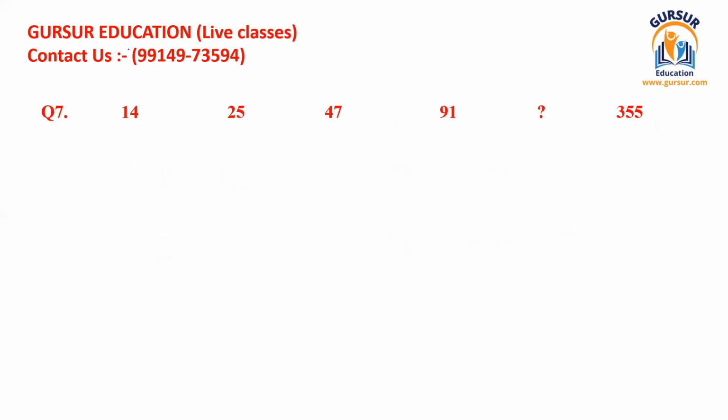This is going to be question number 7, and this is asking 14, then 25, then 47, 91, question mark, then 355. This question is asking us what shall come at the place of the question mark, and now this is different from the other questions. And how is it different? It's very easy to find the difference. The question mark is not at the end of the series. It is in between the series.